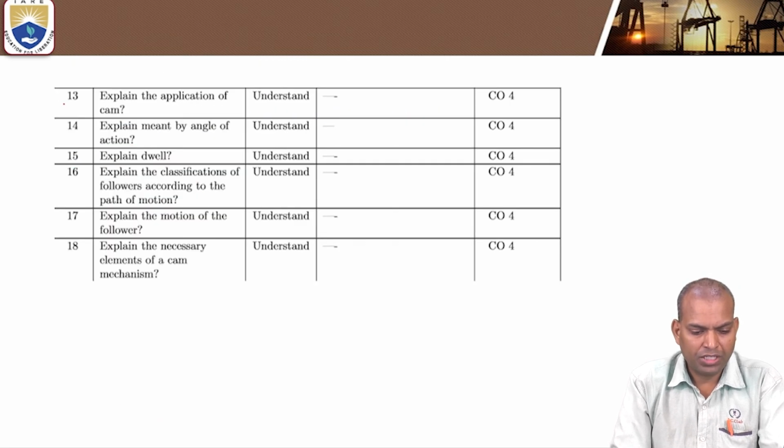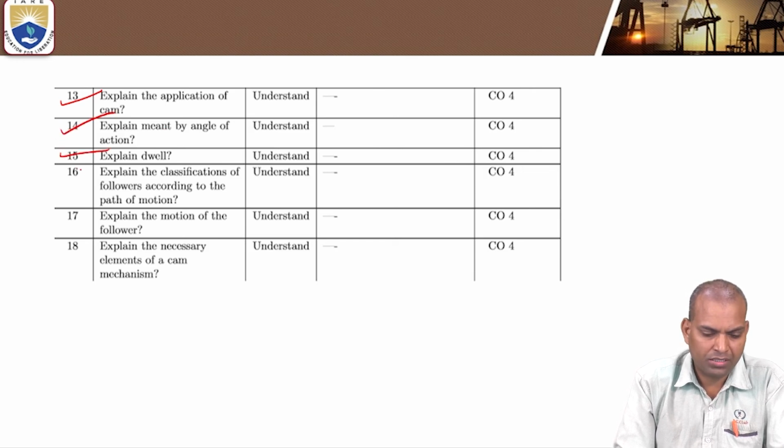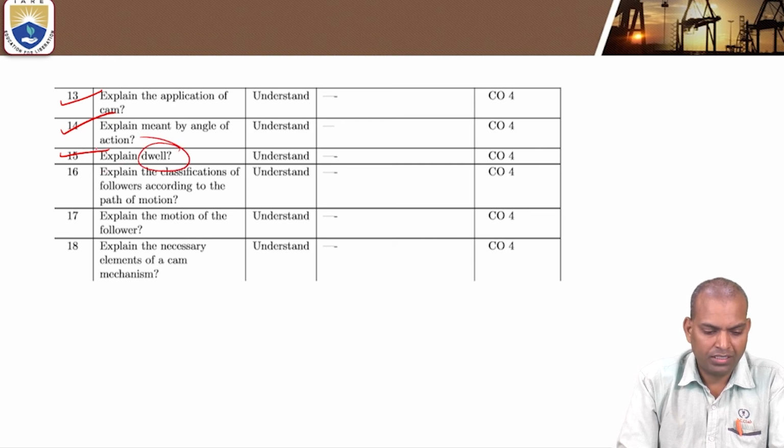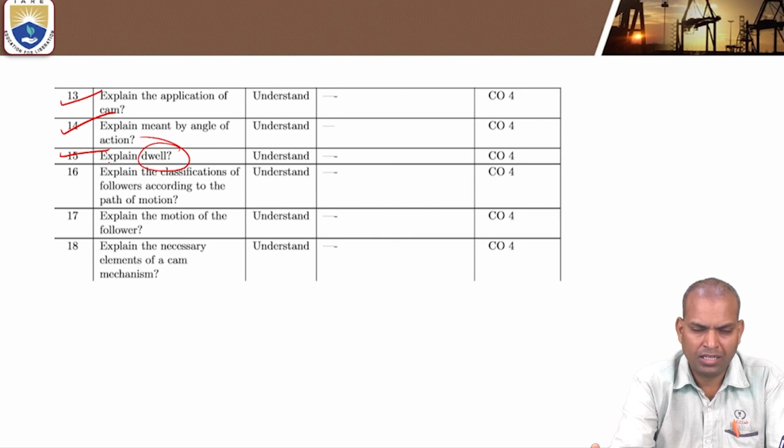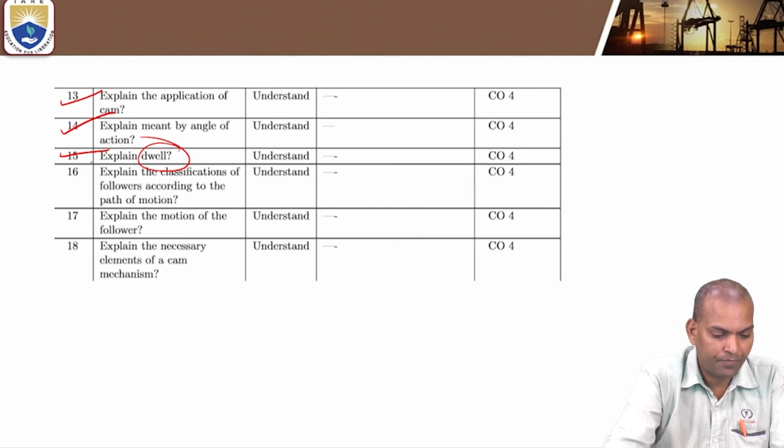Next, application of the cams was already discussed. This is the angle of action, discussed already. Dwell was also discussed, but here the question is explain dwell, not angle of dwell. So we can understand that dwelling is related to the follower. The follower doesn't move, neither ascends nor descends. That is the angle of dwell.